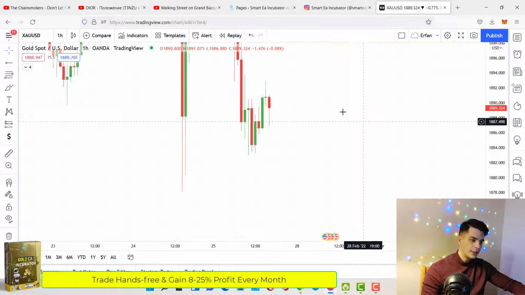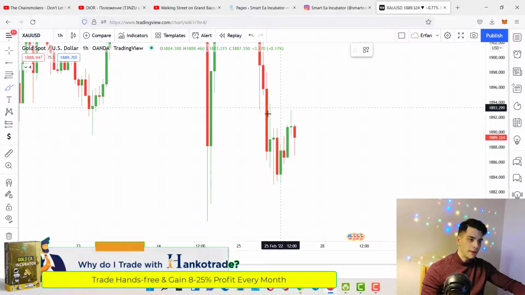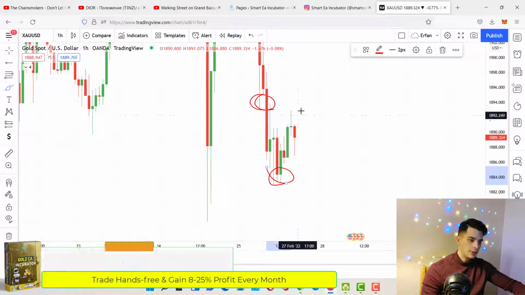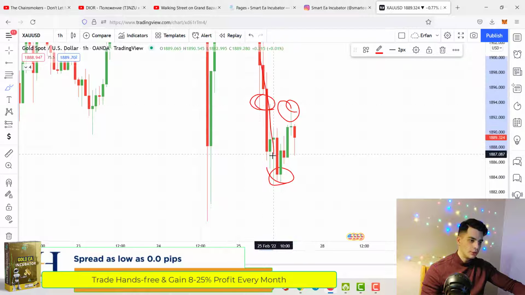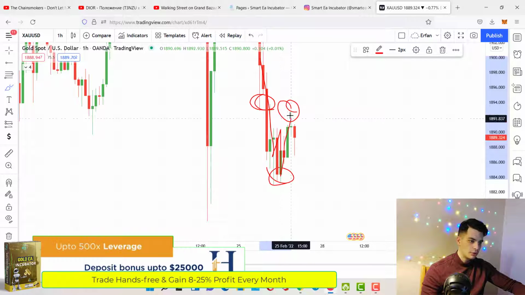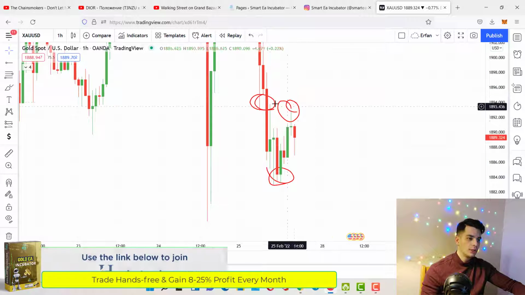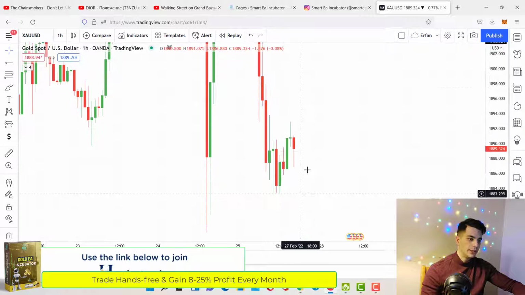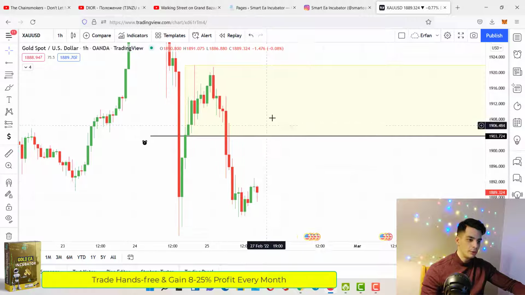The same structure is here as well. I can see a head and shoulder pattern in gold on the 1-hour time frame, and this is our head and shoulder. So it's going to go up, correction, drop, and then it probably goes up to test this high probability order block. So that's what I'm saying.